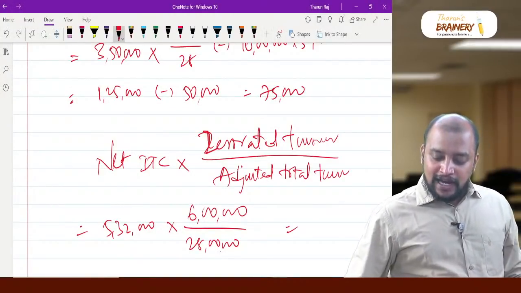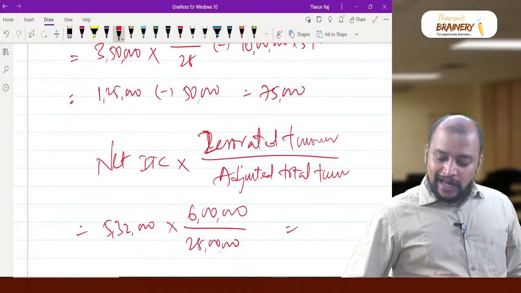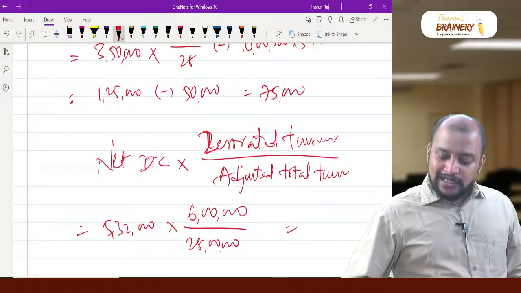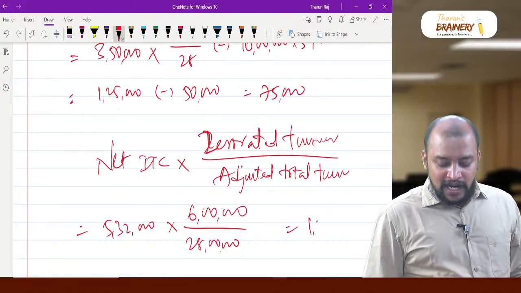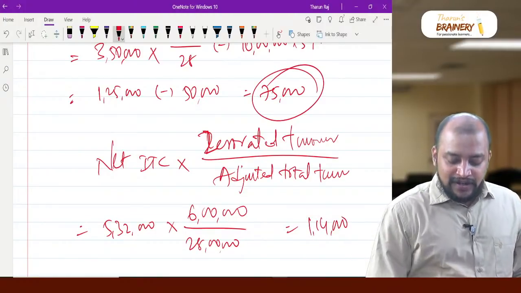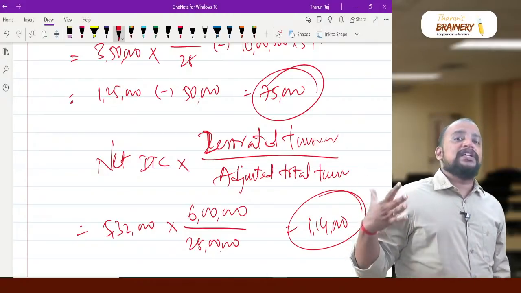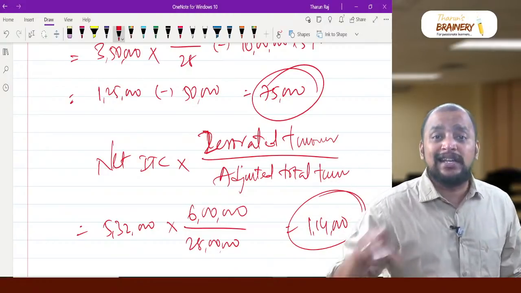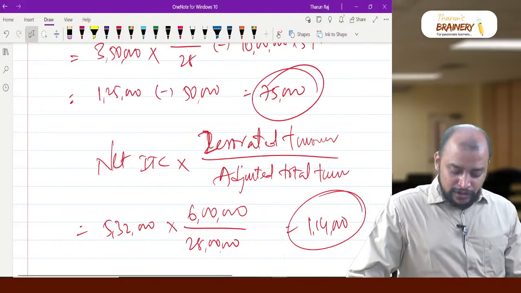So therefore 5,32,000 into 6 lakhs divided by 28 lakhs. So that will be 1,14,000 will be the refund. So 75,000 plus 1,14,000 will be the refund, but this refund is subject to balance in the electronic credit ledger. So that is this question.